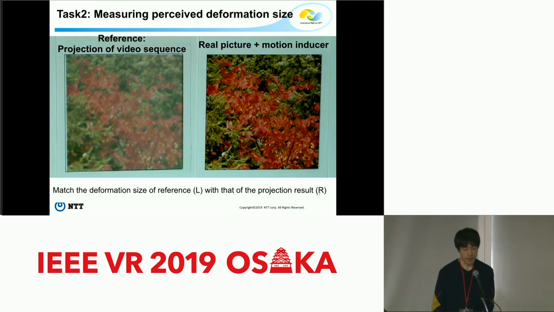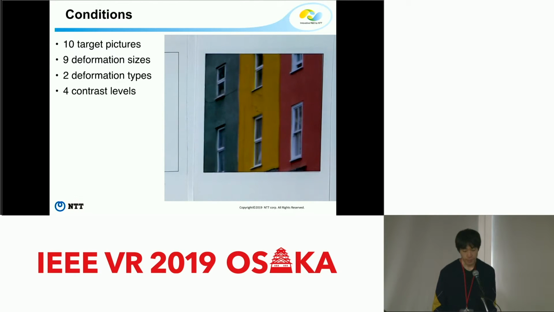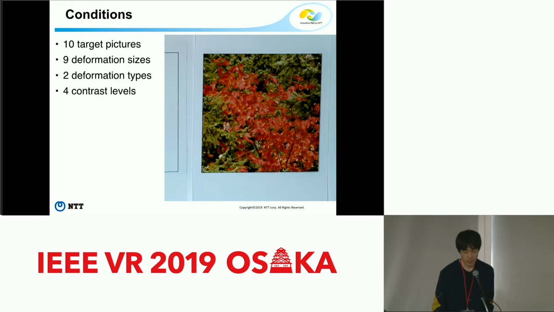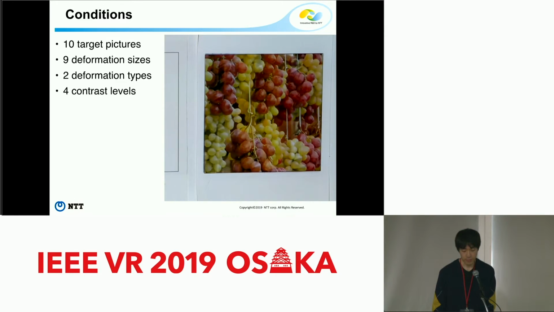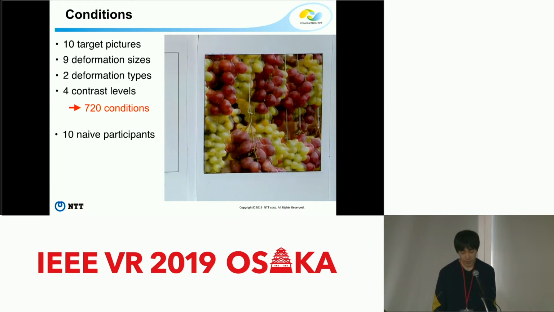In the second task, we measured the perceived deformation sizes. In this task, the pixel warping movie of the printed image is presented on the left side, and the observers were asked to match the deformation size of this reference with the deformation size of the projection result on the right side. The data were collected from 10 target images, 9 deformation sizes, 2 deformation patterns, and 4 contrast levels. So there were in total 720 conditions, and 10 participants participated in the experiment.